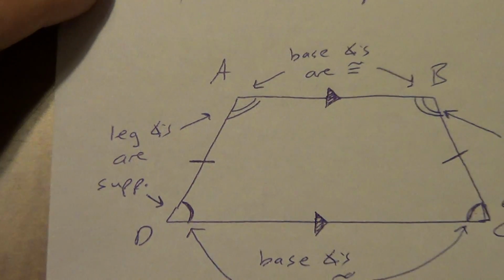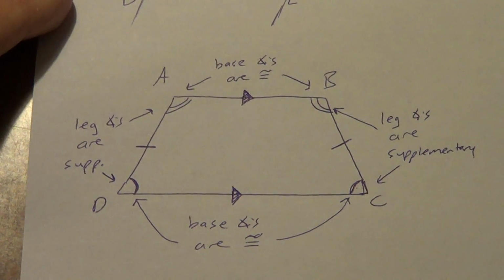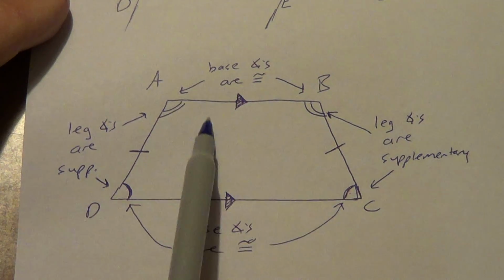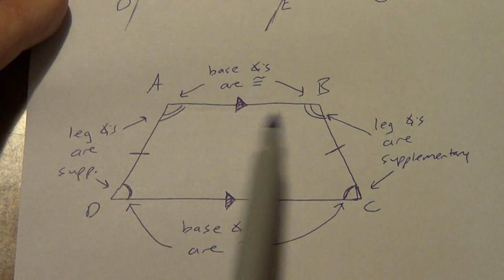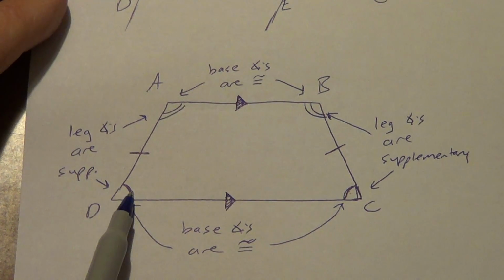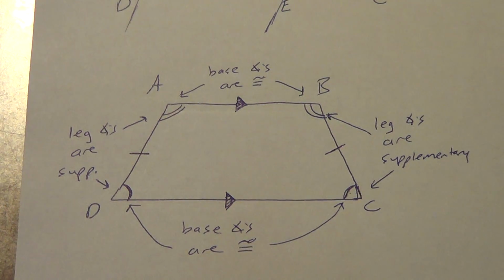Okay, so we have two sets of congruent angles, here and here, and here and here. We have two sets of supplementary angles, here and here. Okay, make sure you keep straight which is which. Okay, so that's theorem 8.14, and its converse is theorem 8.15.